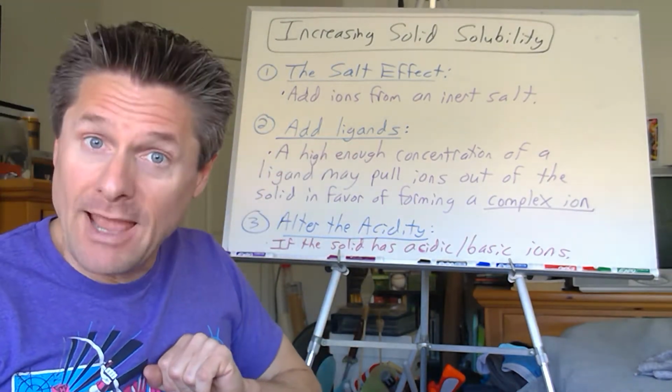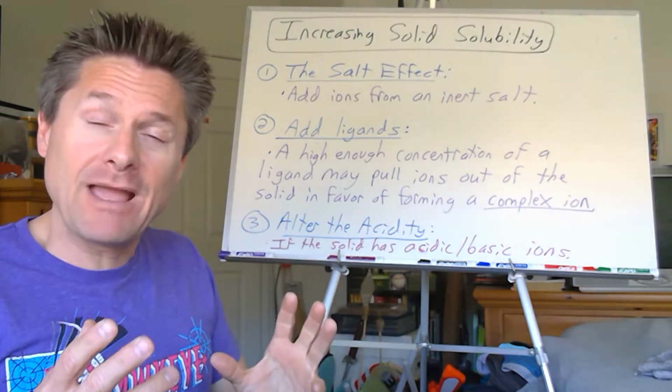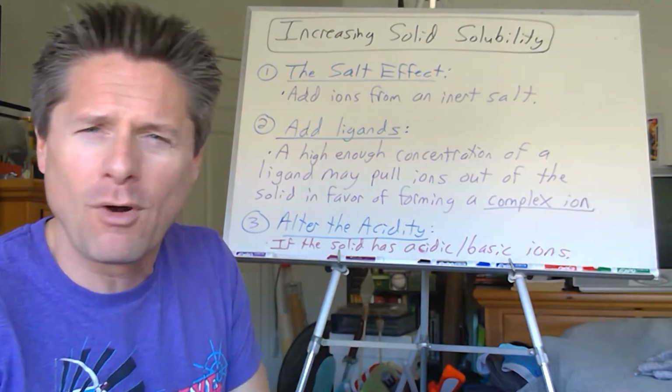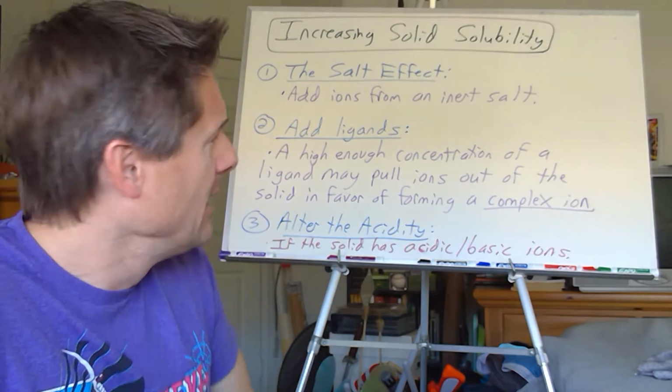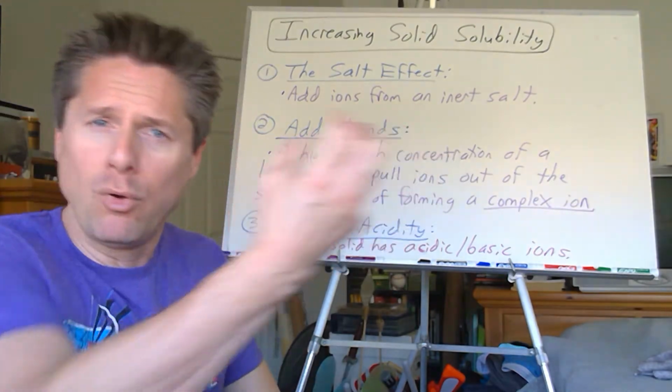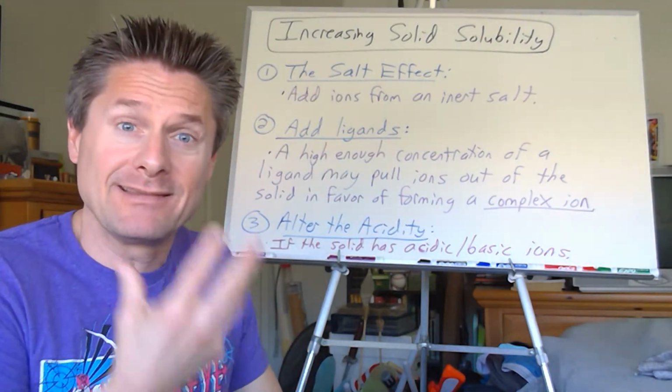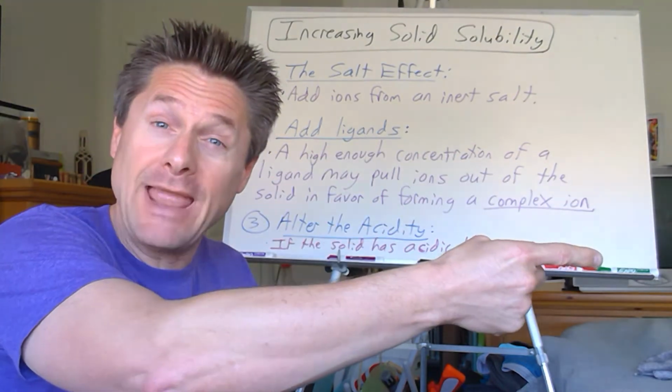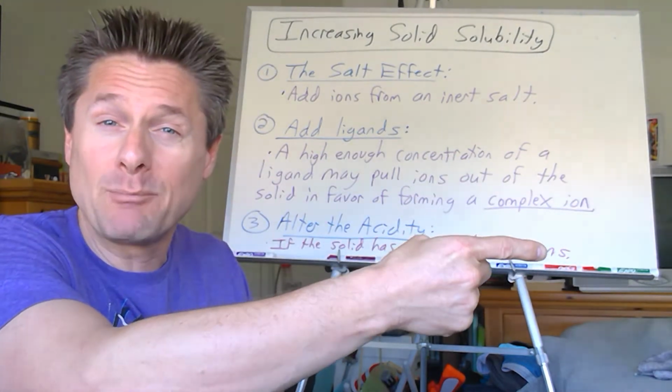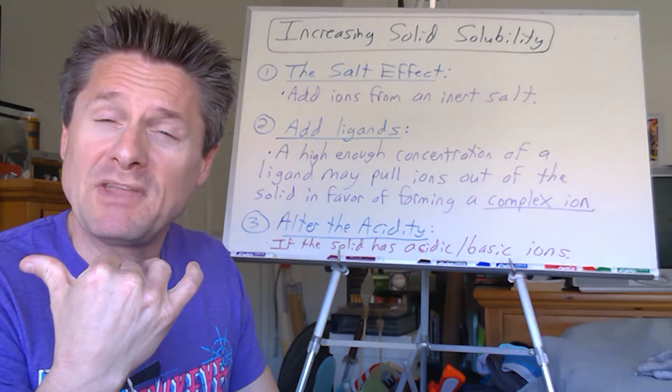Adding ligands: if we add ligands in a high enough concentration, something like 4, 5, 6 molar or higher, we could pull those ions out of the solid, because these ions go, I'd rather dance with you, complex ion person, rather than with the precipitate I'm currently with.